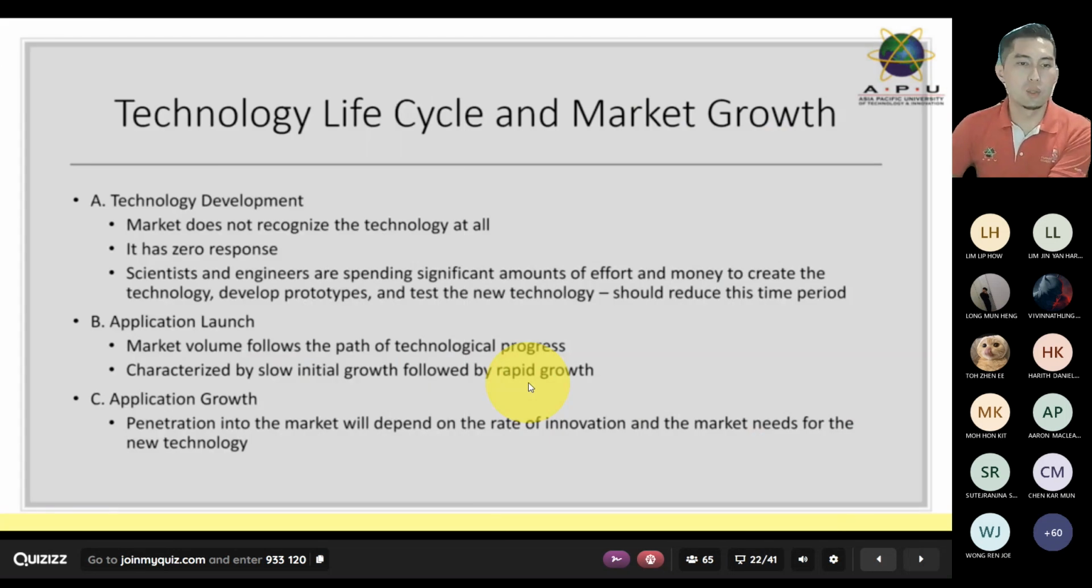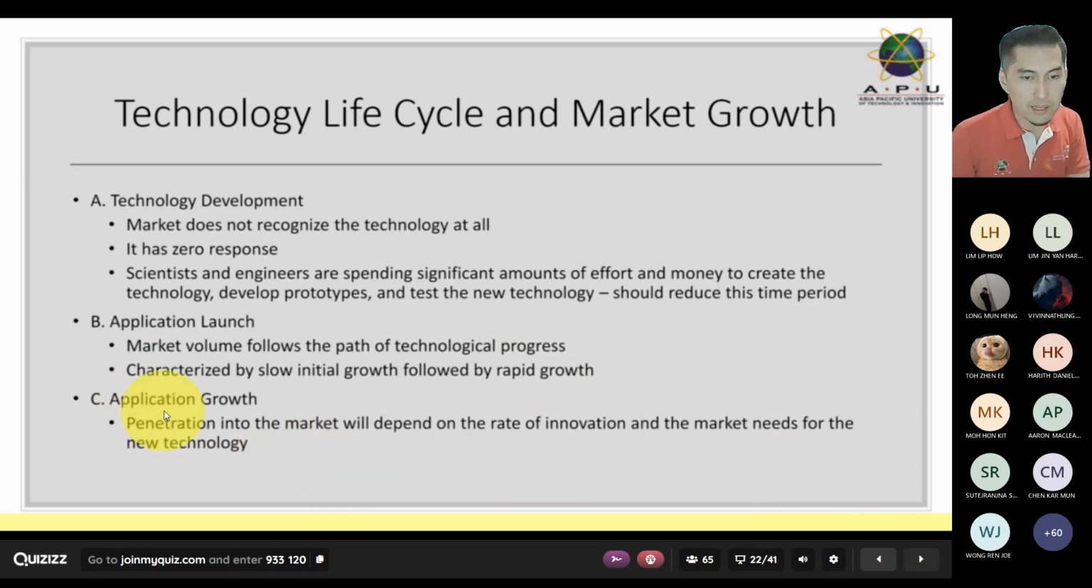All right. So as you go into it, the market, early stages, of course, market does not recognize the technology because it's still going R&D, it's not available even, right? At this stage, because R&D is being done, there's a lot of prototypes, there's a lot of testing happening. So obviously, this is where technology development is going on. Application launch. So this is the very early aspect of the technology overall, where you will notice that it's characterized by a slow initial growth, which will then be followed by a rapid growth because the line starts becoming steeper and steeper, which will then go into what we call the application growth.